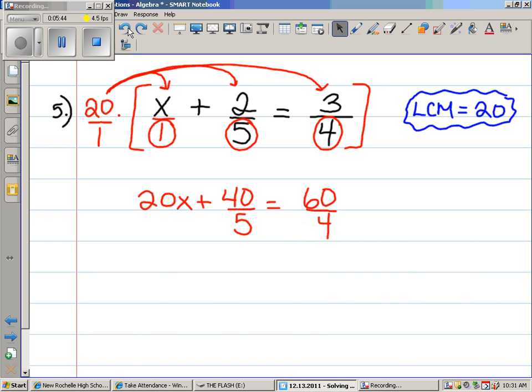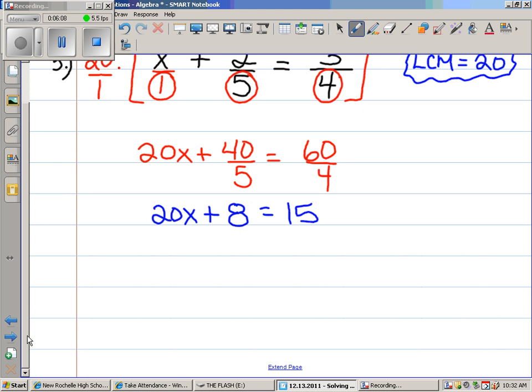Let's go back for a minute. What you can do is, here's 20x. What's 40 divided by 5? Very nice. This is the magic part. What's 60 divided by 4? 60 divided by 4 is 15. You guys are so good. What do we do from here?